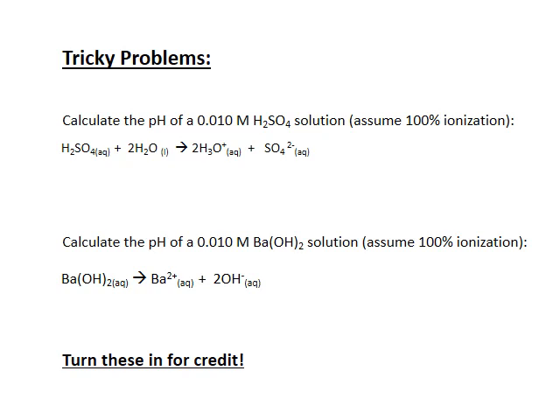So what does that mean? If I've got 0.01 moles per liter of sulfuric acid, what does that mean for the concentration of the hydronium ion if the stoichiometry is 1 to 2, as you can see here? For every 1 mole of sulfuric acid, I get 2 moles of hydronium. And for every 1 mole of barium hydroxide, I'm expecting to get 2 moles of hydroxide ion.